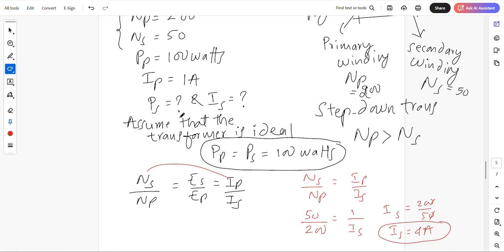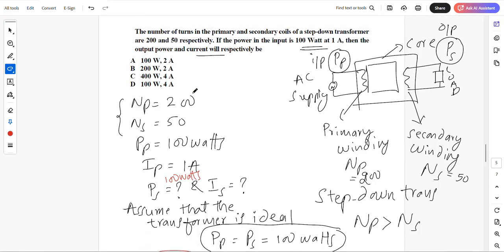4 amperes is the right answer. How much is PS? PS is 100 watts. 100 watts, 4 amperes is the right answer.